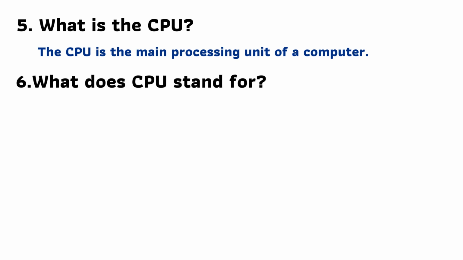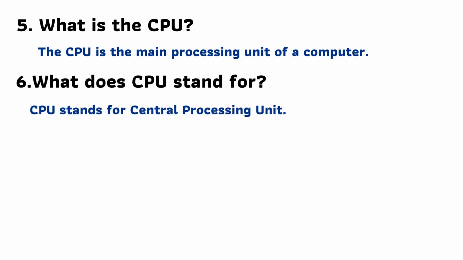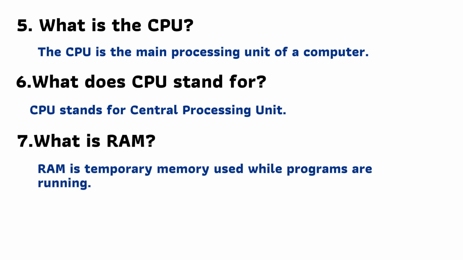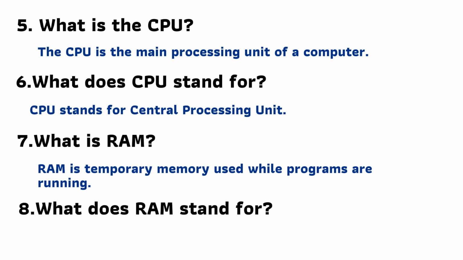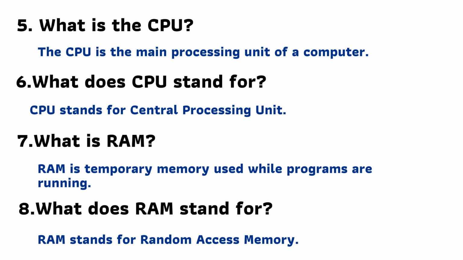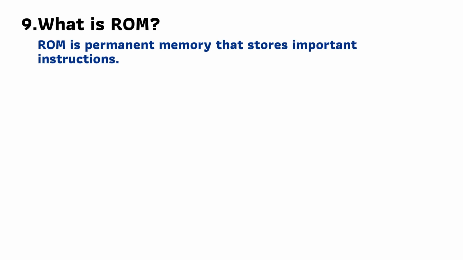What does CPU stand for? CPU stands for Central Processing Unit. What is RAM? RAM is temporary memory used while programs are running. What does RAM stand for? RAM stands for Random Access Memory. What is ROM? ROM is permanent memory that stores important instructions.